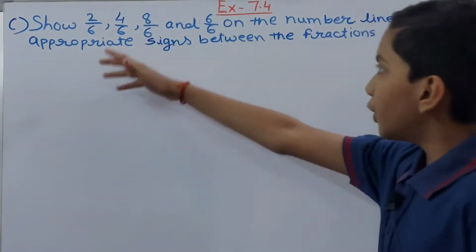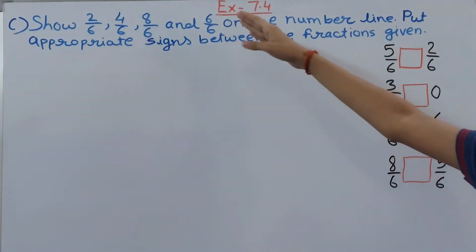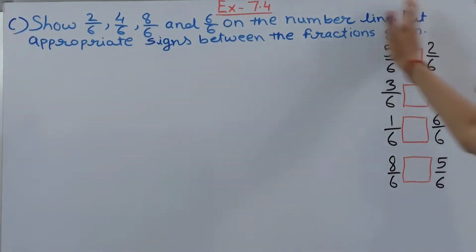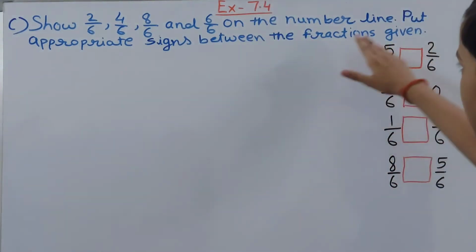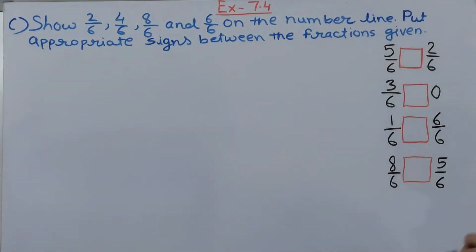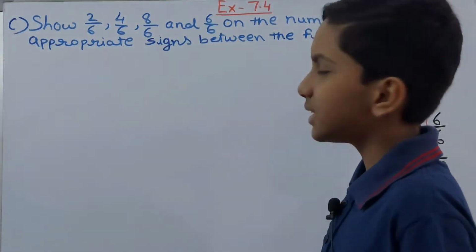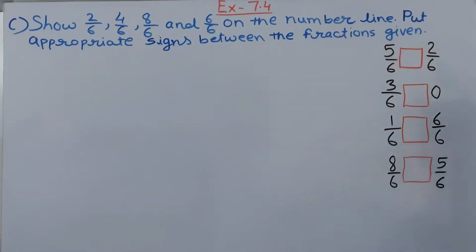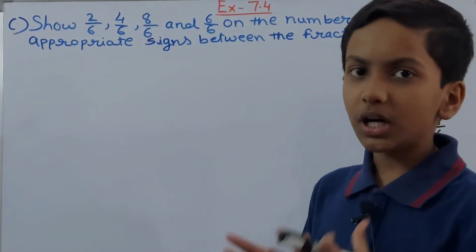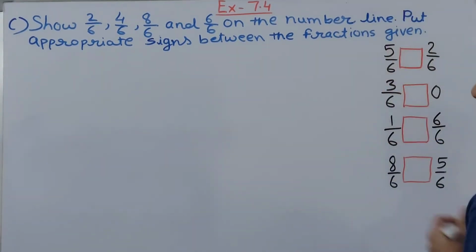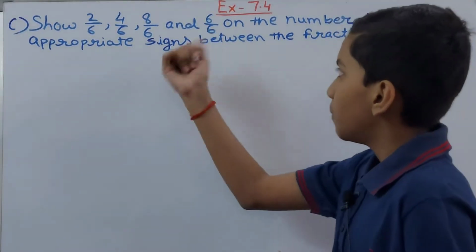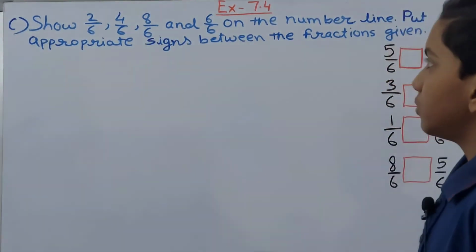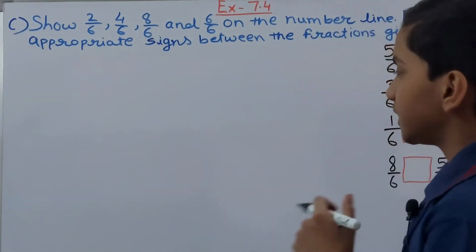So this is show 2 upon 6, 4 upon 6, 8 upon 6 and 6 upon 6 on the number line. Put appropriate signs between the fractions given. So over here, as you can see, there are 4 fractions given to us, and first we have to plot them on the number line, and then the second one here is this, in which we have to write the correct sign, the greater than, equal to or less than sign. Now as you can see here, first we need to see between which 2 whole numbers do these fractions lie.